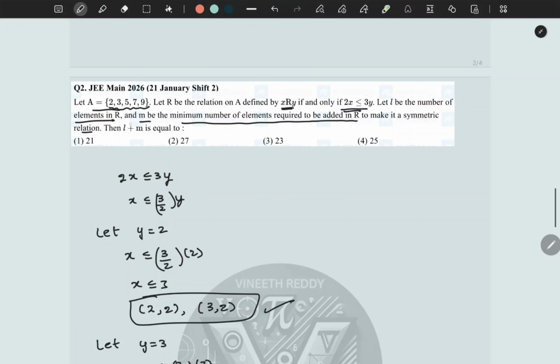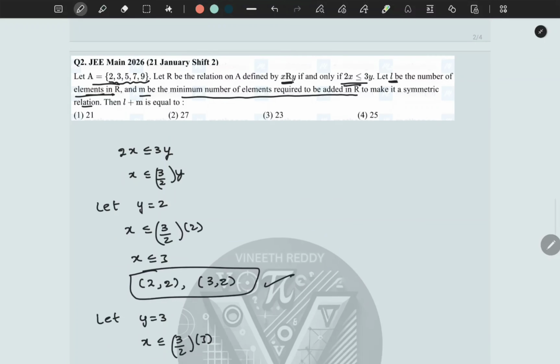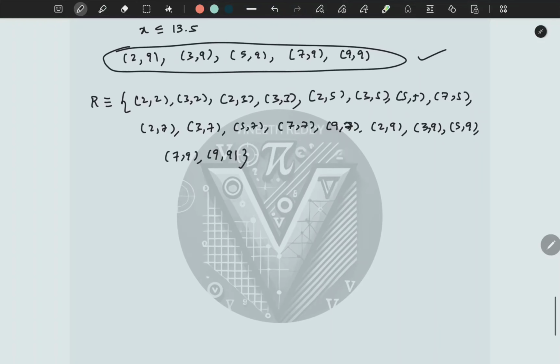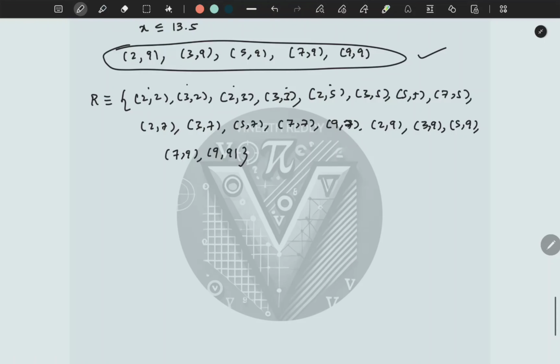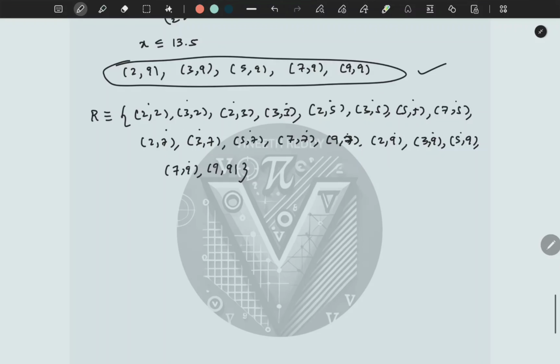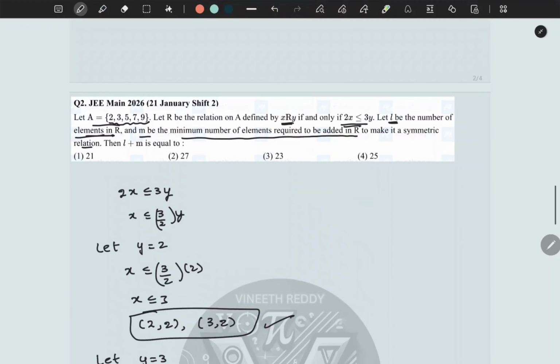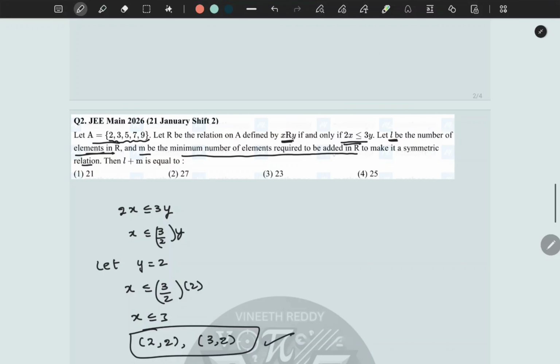So what it is telling is, let L be the number of elements in R. That means let us count. We have 1, 2, 3, 4, 5, 6, 7, 8, 9, 10, 11, 12, 13, 14, 15, 16, 17, and I think 18. So L will be equal to 18. Now what is it telling? And M be the minimum number of elements required to be added in R to make it a symmetric relation.